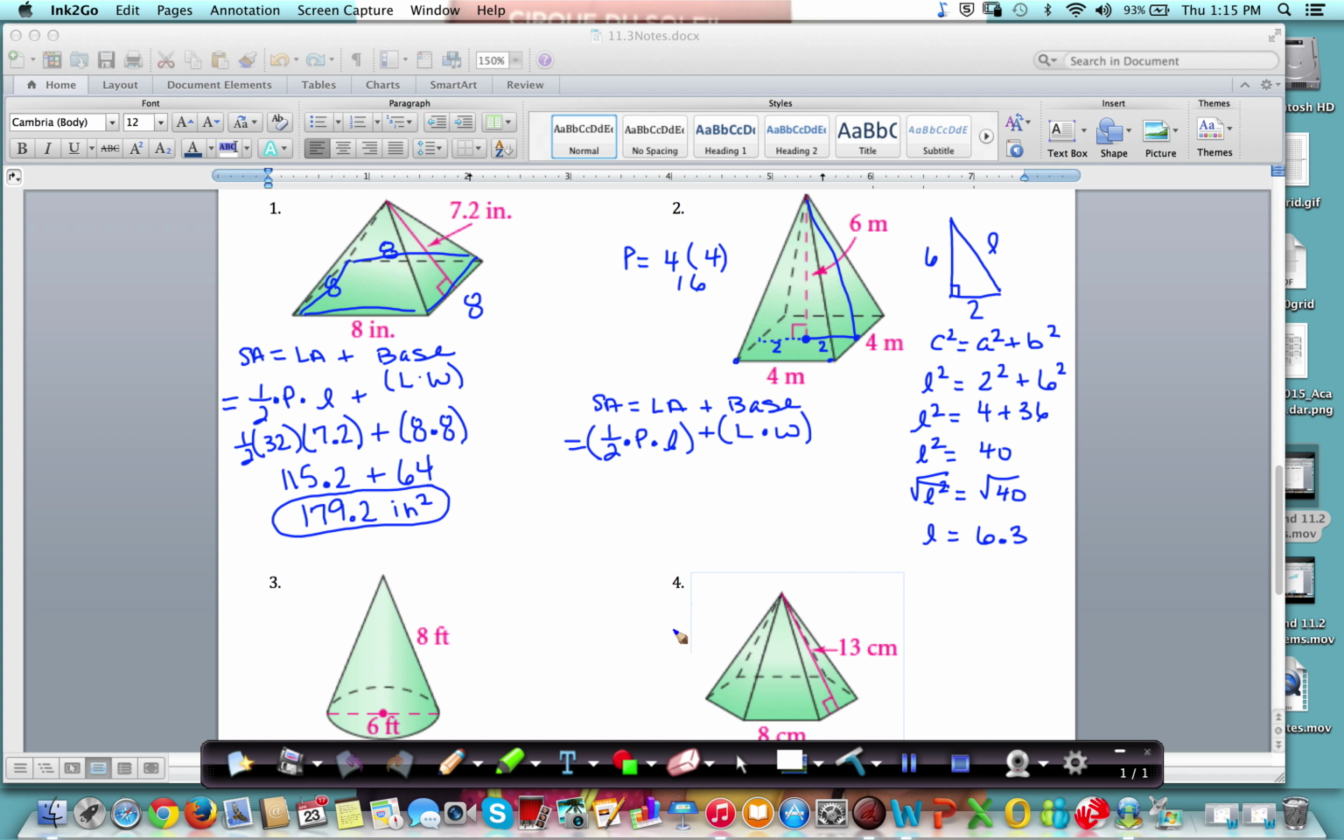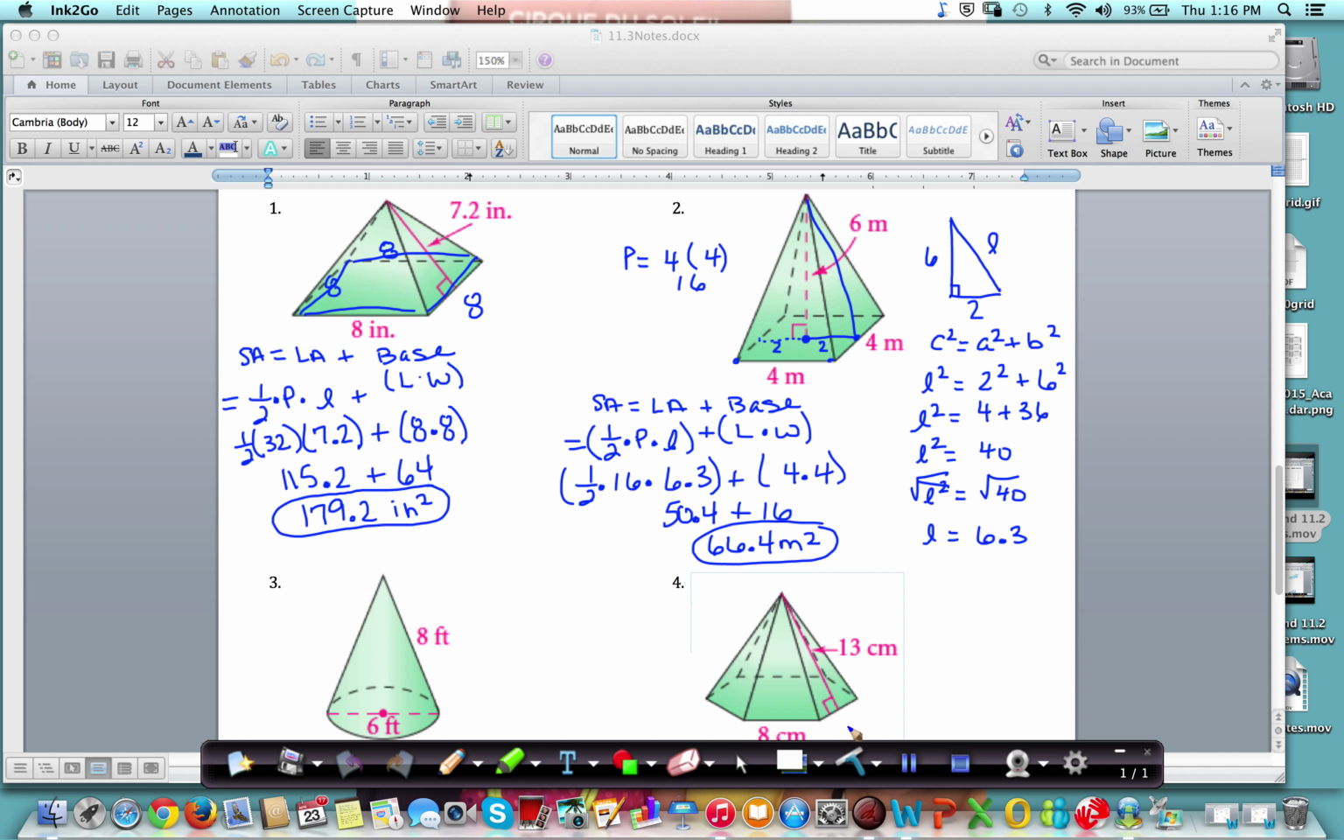And that's all I need. I have length and width, 4 times 4. So I have 1/2 times my perimeter, 16, times my slant height, 6.3. I'm going to calculate that all out, and then I'm going to add it to my length times my width, which is going to give me 16. So this first part, 1/2 16 times 6.3, 50.4. Add it to 16, gives me 66.4 meters squared.